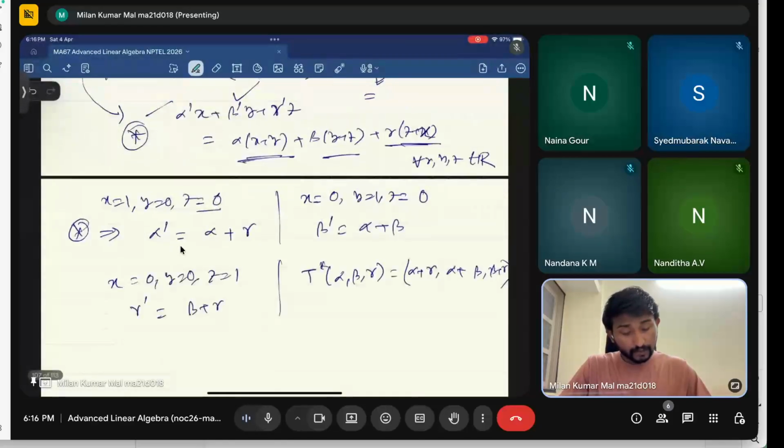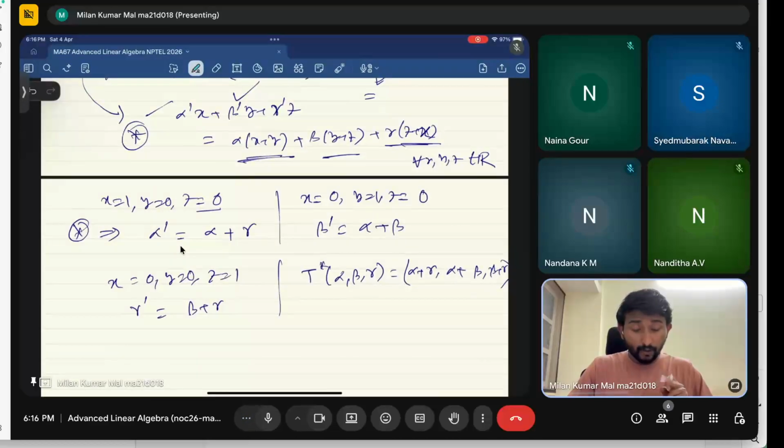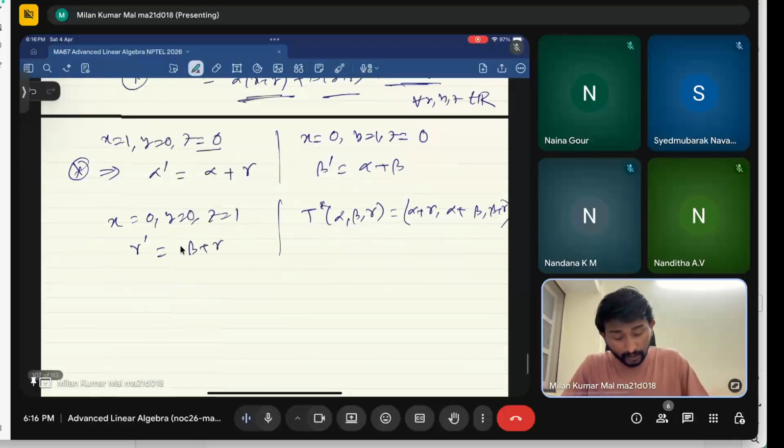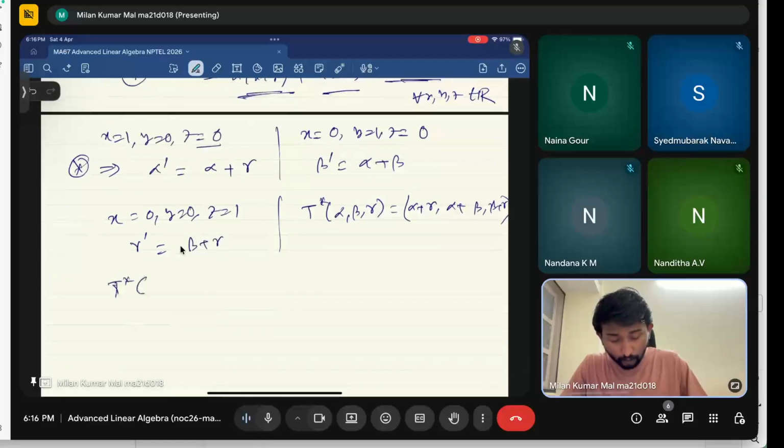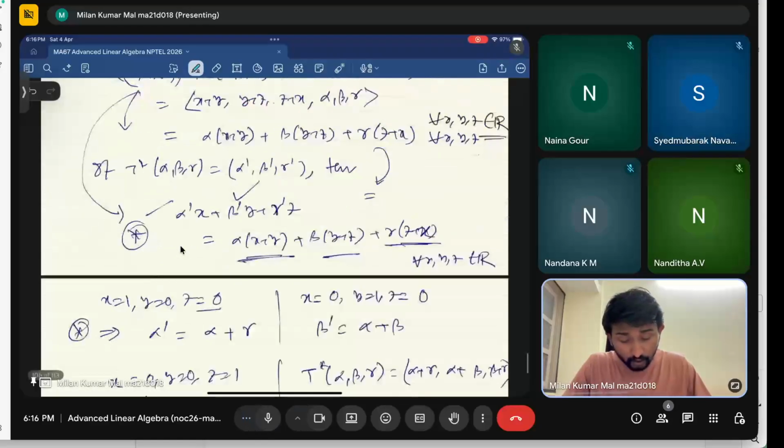Okay, so now with x is 1, y is 0, z is 0, we get alpha plus gamma; y is 1 gives alpha plus beta; z is 1 gives beta plus gamma. Yeah, this is correct. So therefore, in particular, we have obtained the complete full form.